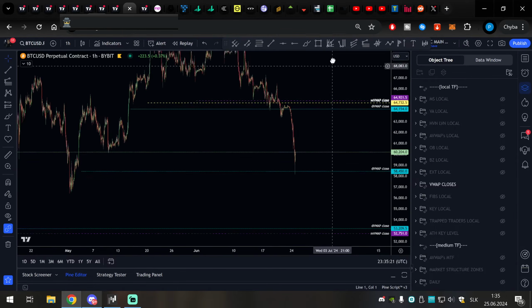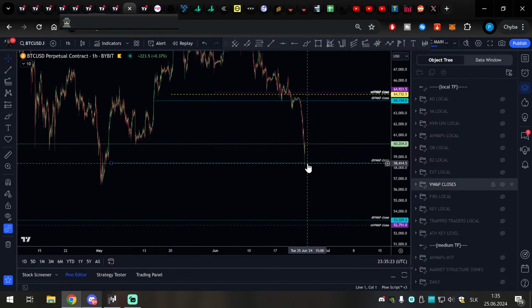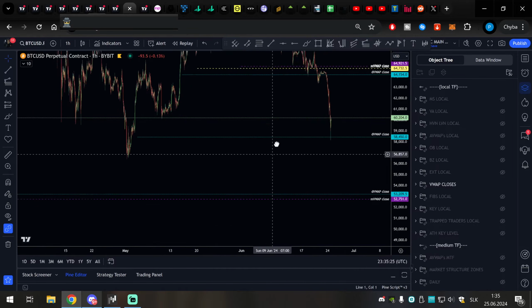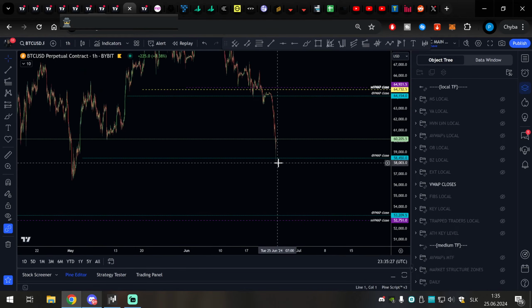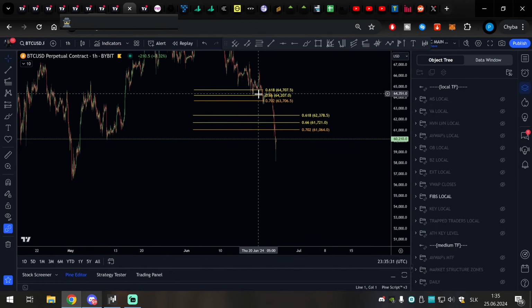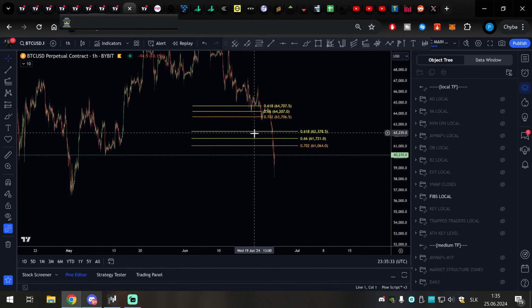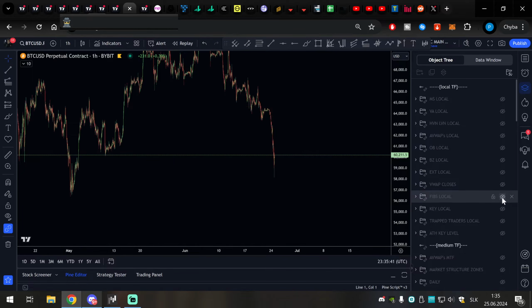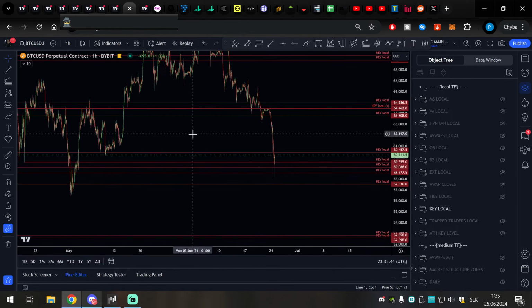VWAP closes. The inefficiency was closed with the move to the downside. Great to see. There is no more inefficiency below us. Nice. Local FIBs. One of them was traded. This one was ignored. Again, FIBs alone with the order blocks here were not enough confluence for you to stop. Only for you had some scalps. That was about it.